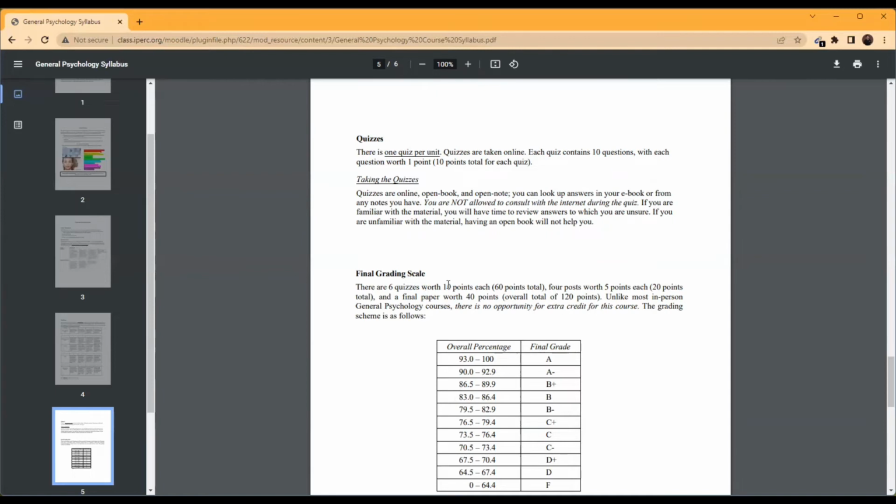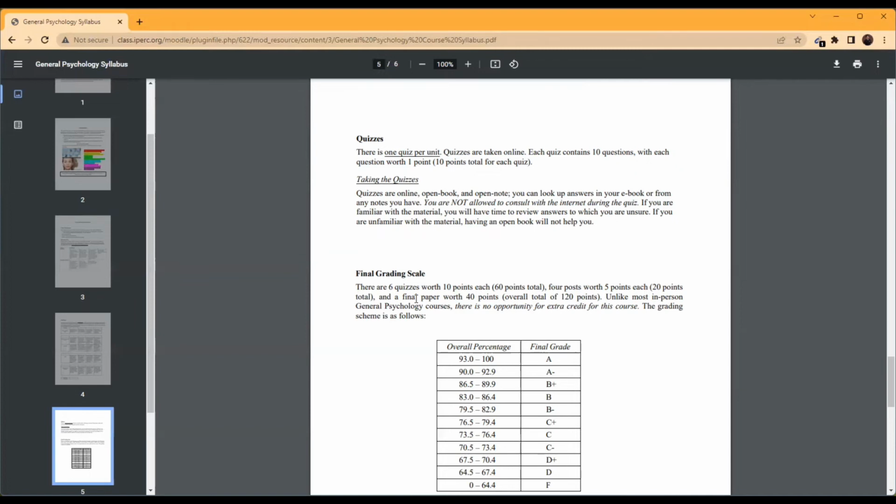That is the distribution. For example, in this syllabus, it says there are 6 quizzes worth 10 points each, 60 points total, 4 posts, 5 points each, 20 points total, and a final paper with 40 points. So the overall is 120 points. When the total is 120 points, you can see that the 6 quizzes make up half of the entire course. So you want to be very careful on each quiz and each discussion post and make sure you have a great final paper so that you have a good grade in this class.